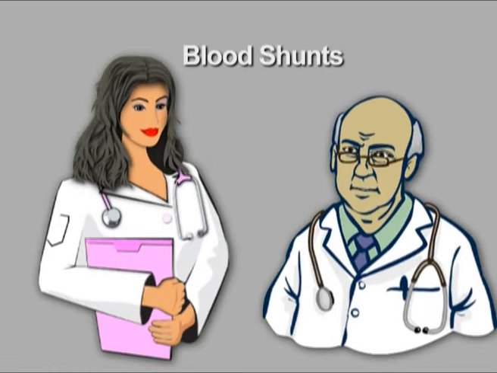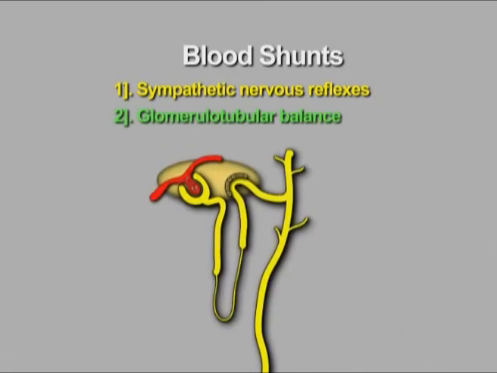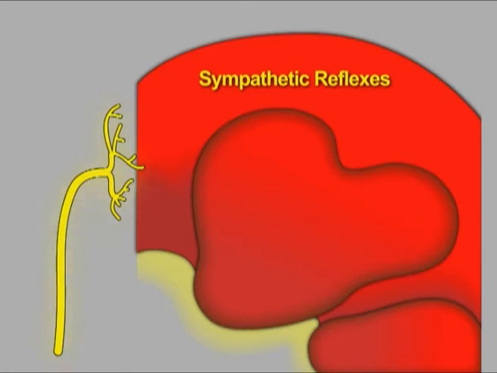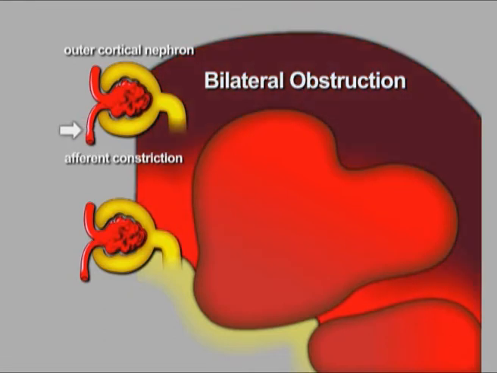Well, this blood shunting is mediated through two main mechanisms. First, there are the sympathetic nervous reflexes that innervate and act directly on the juxtaglomerular cells. Gradually, the process of glomerulo-tubular balance, as mediated through the juxtaglomerular apparatus, will fine-tune these shunts. The sympathetic reflexes act promptly at the time of acute obstruction. If this obstruction is bilateral, then afferent constriction in the outer cortical nephrons will reduce filtration and blood flow will be shunted inwards.